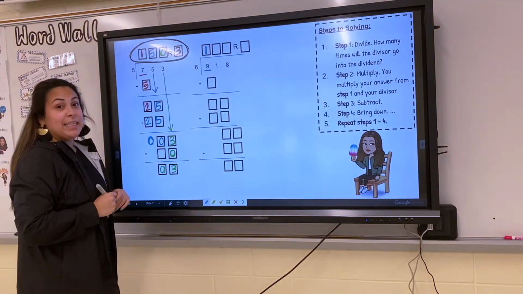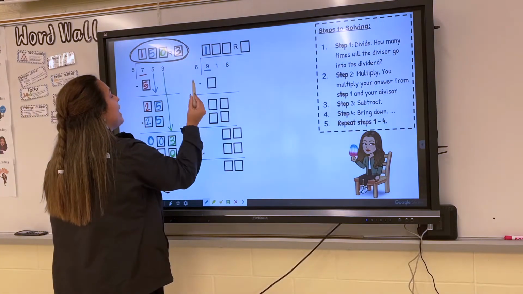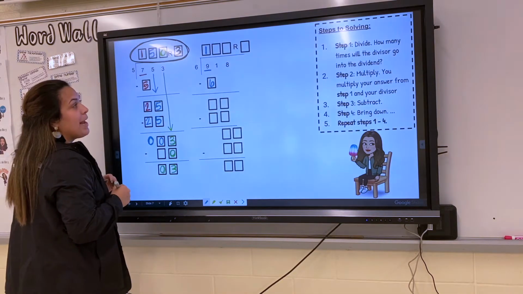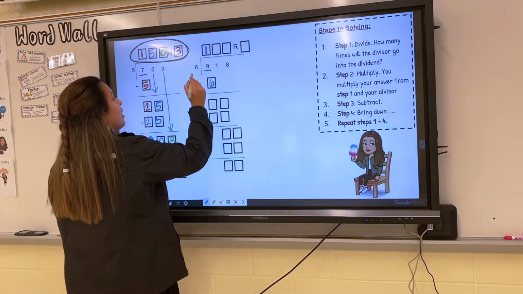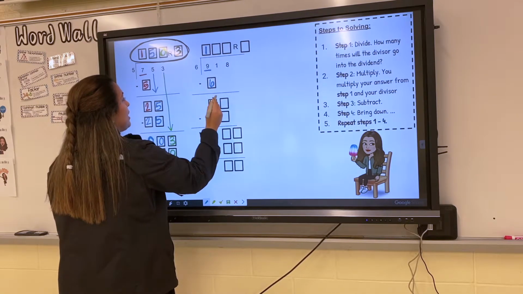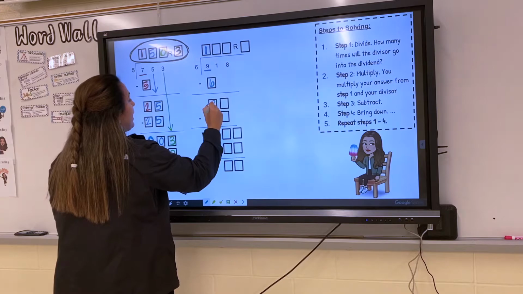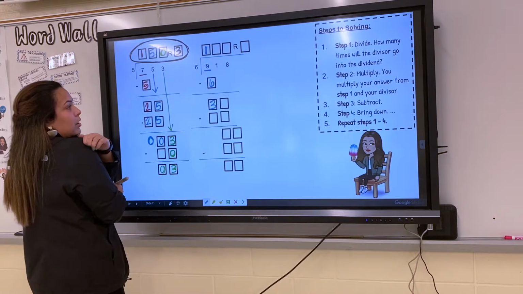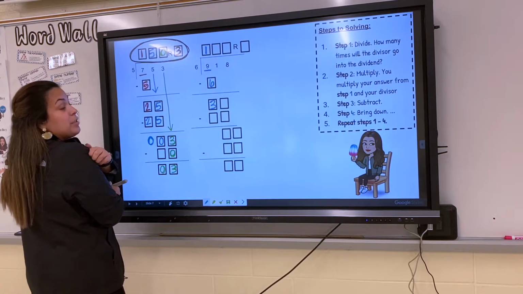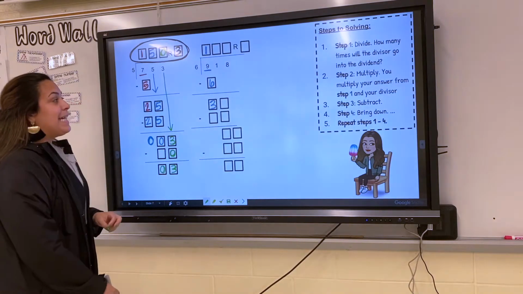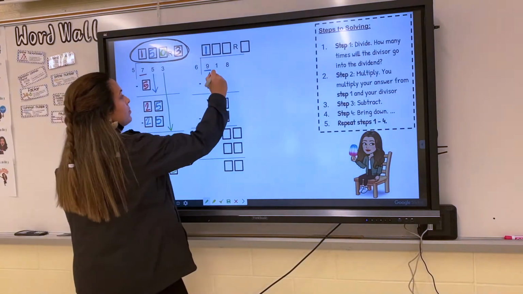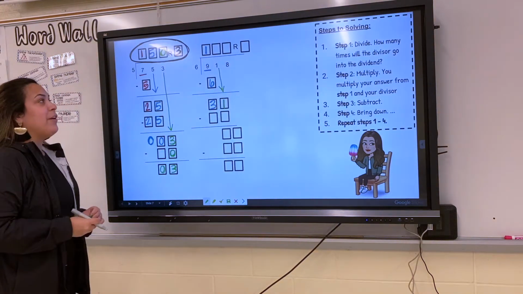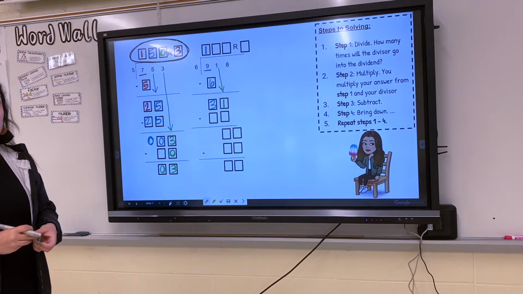So I divided. Now I'm going to multiply. 1 times 6 is 6. And then my next step is to subtract. 9 minus 6 is 3. Then I need to bring down my next number. The 1 goes right here. Now I need to figure out how many times 6 can go into 31.